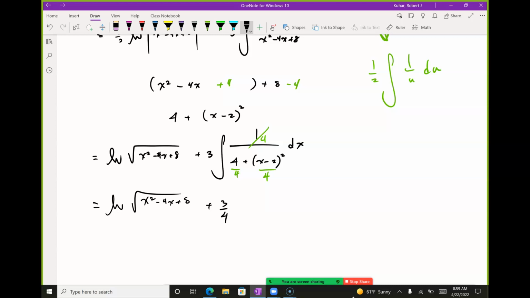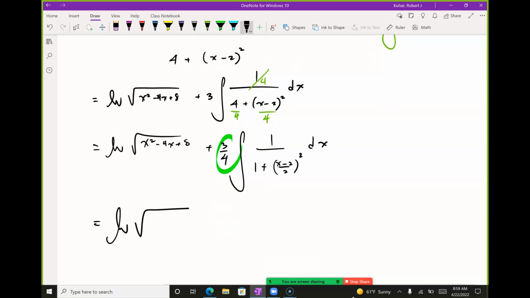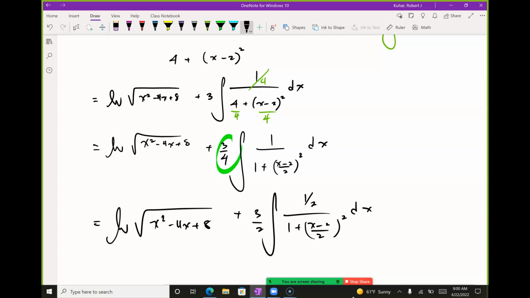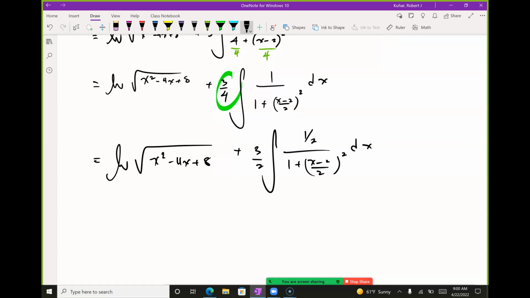Plus 3/4 of the integral of 1 over 1 plus x minus 2 over 2 squared dx. I can see I need a du of 1/2 dx, but I have a half here, right? So I have now plus 3/2, the integral of 1/2 over 1 plus x minus 2 all over 2 quantity squared dx. And I'm ready to make my u sub finally. I feel like I might be going too fast.